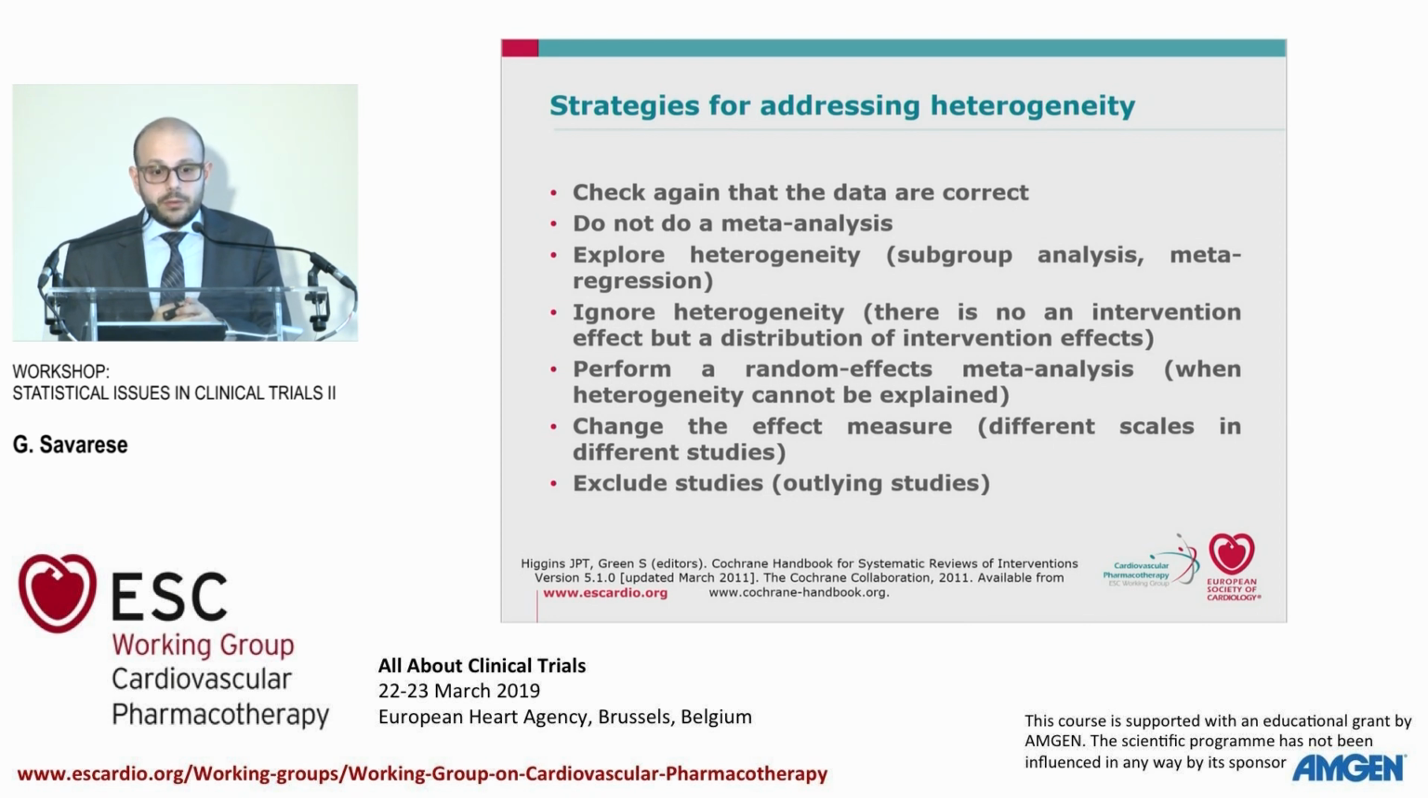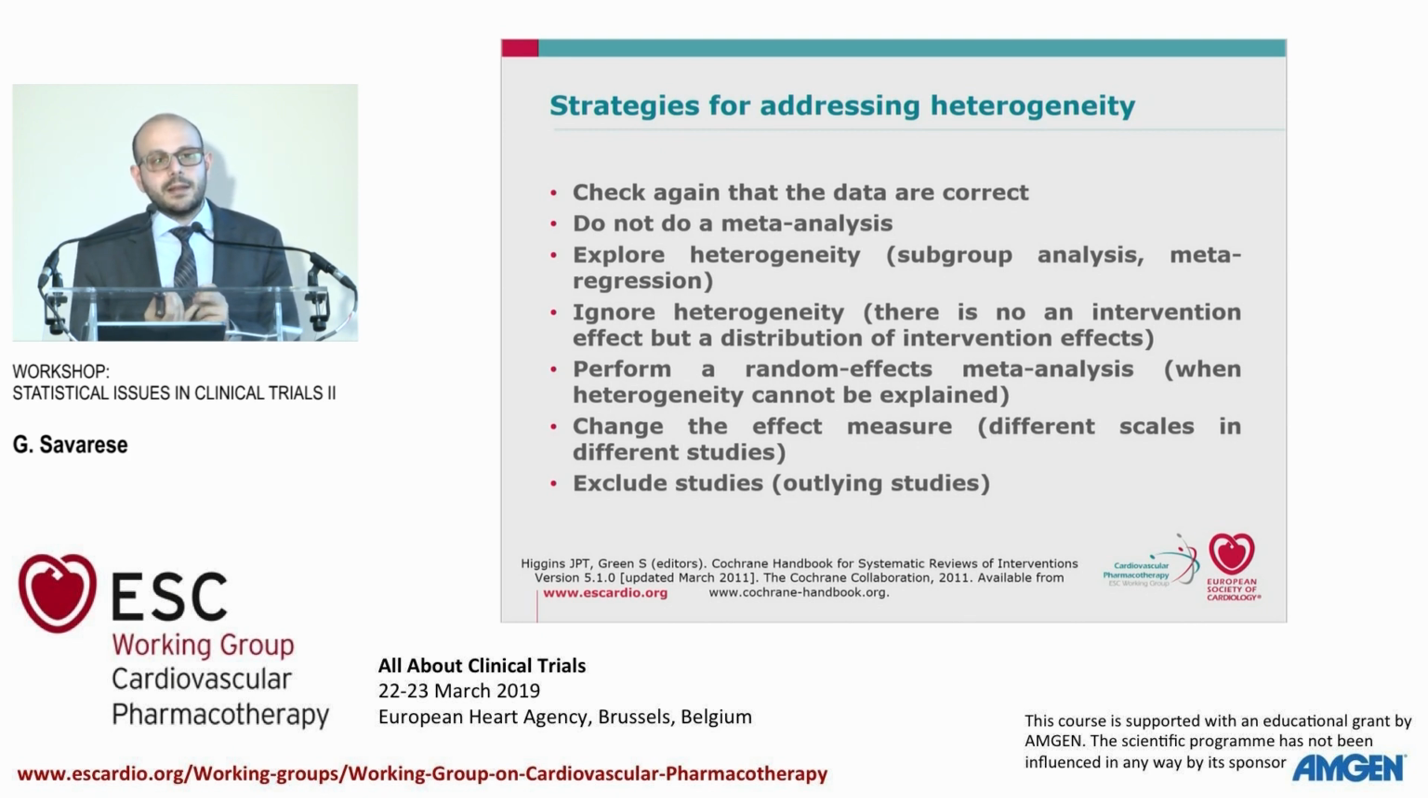Another point is to ignore the heterogeneity if there is nothing else that you can do, of course. But in that case, run a random effect model that has a broader 95% confidence interval, so it's much better. And if you have an outcome measured in different ways, it's important to have it measured on the same scale. If it's not, this could be a source of heterogeneity. For example, if you have a 6-minute walking test measured in meters and in millimeters and kilometers, it should be the same for everything.